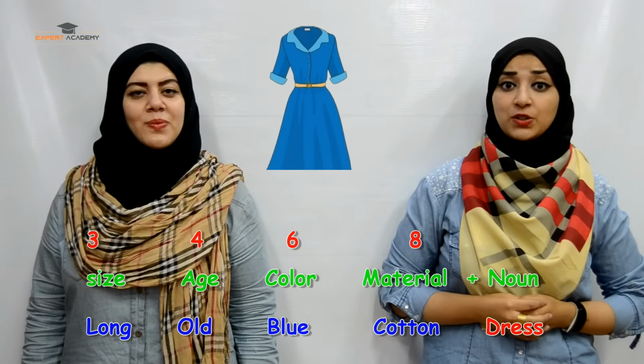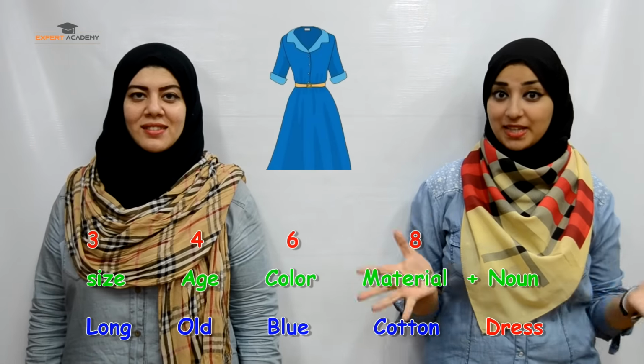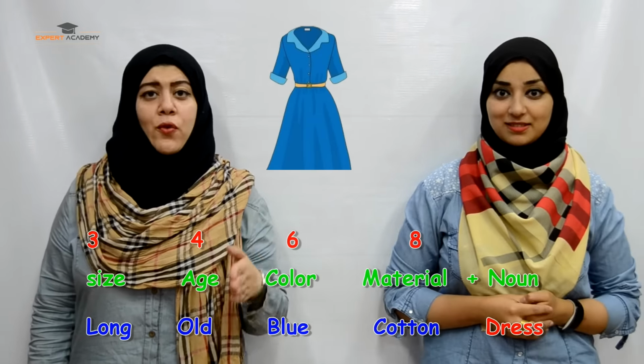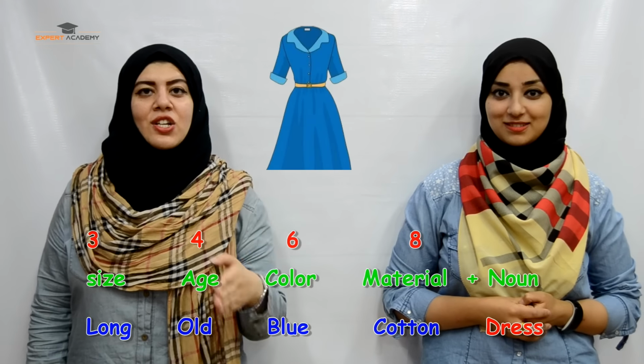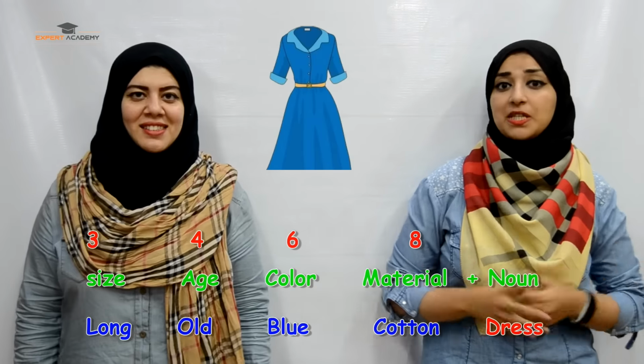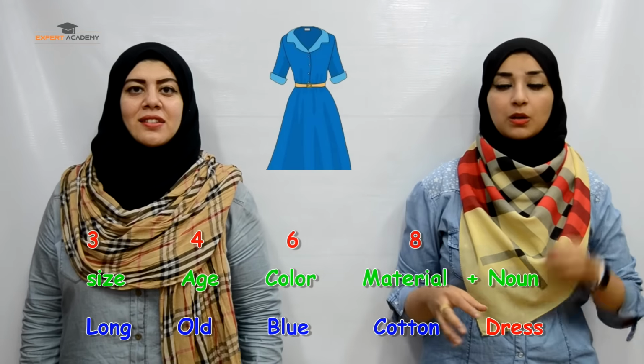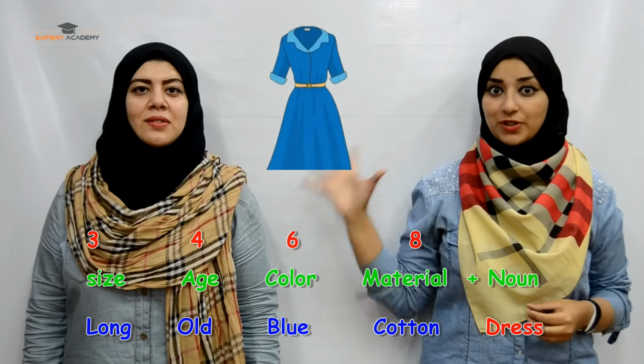So, if you'd like to describe this dress correctly, you would say 3, 4, 6, 8. Size, age, color, material. So the sentence will be long old blue cotton dress. Not something for you to guess. دي مش حاجة كده سايبينها للتخمين. It's a rule and you have to know it by heart. دي قاعدة لازم يبقى عارفينها كويس جدا.